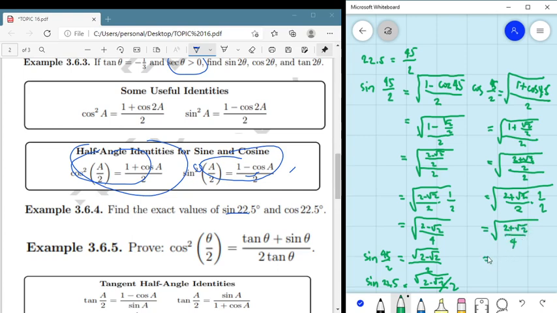And lastly, cosine of 22.5 is equal to the square root of 2 plus square root of 2 over 2, square root of 4.